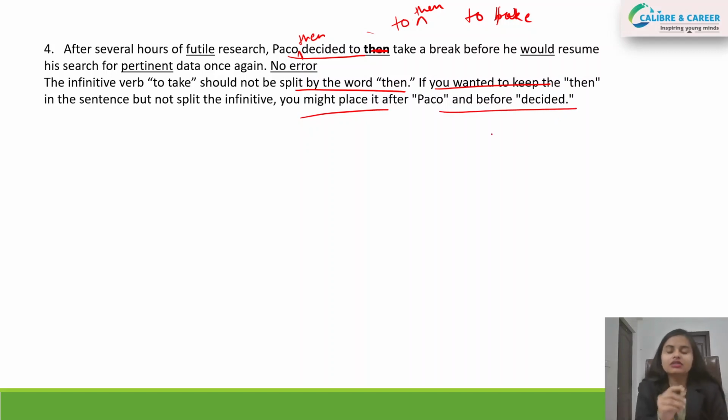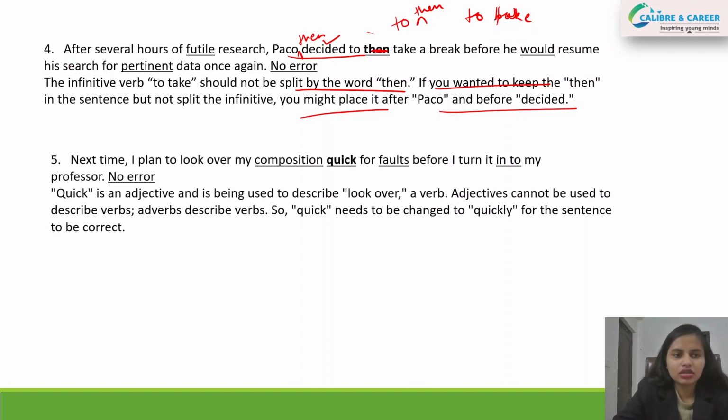So in this question you will find it hard to see what the error could be, because it looks totally correct. But if you know the rule with your to-infinitive, then it will be easy for you to identify the error. One more thing: look in which tense this sentence is given. "After several hours of futile research, Paco decided." Here you can say that it is given in past tense. Okay, now let's move to our fifth sentence. "Next time I plan to look over my composition quick for faults before I turn it into my professor."